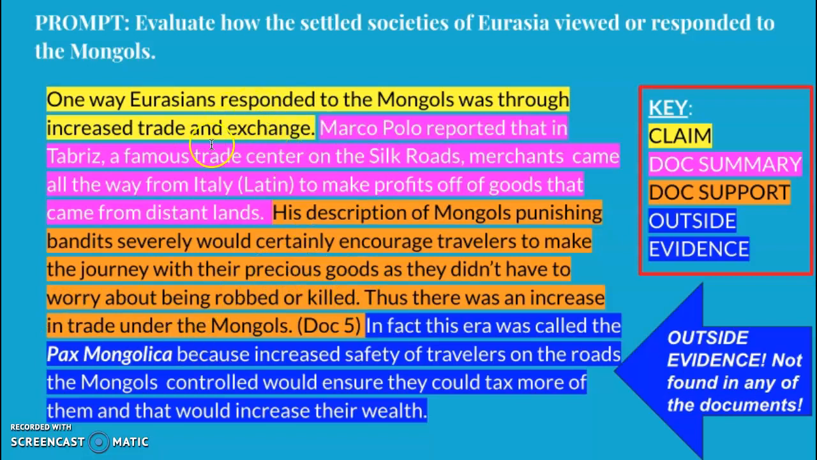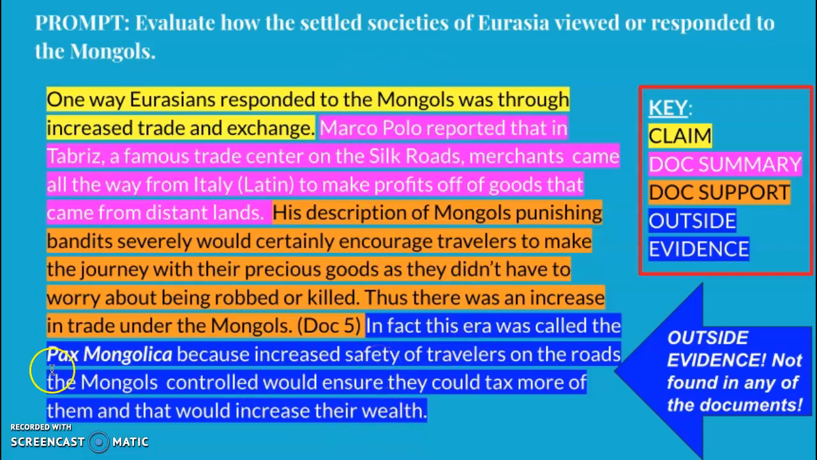So this is exactly the same as what we just read, but then at the end, you have an outside evidence. In fact, this era was called the Pax Mongolica because of the increased safety of travelers on the roads, which the Mongols controlled, and that ensured they could tax more of them, and that would increase their wealth. You will notice, if you go back to your Mongols DBQ, that there was no mention of the Pax Mongolica. So this would serve as an outside evidence. It also ties it back to the claim.